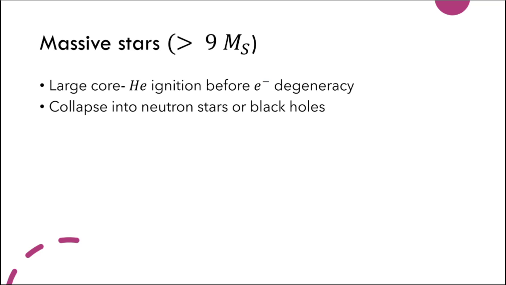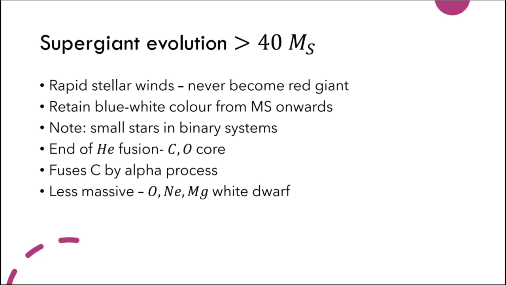Next slide. Now, before the core gets large enough, it goes through a phase called the supergiant evolution, where they're around greater than 40 solar masses. So it goes.